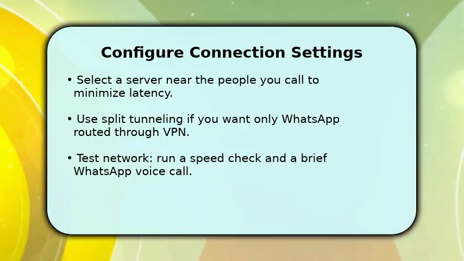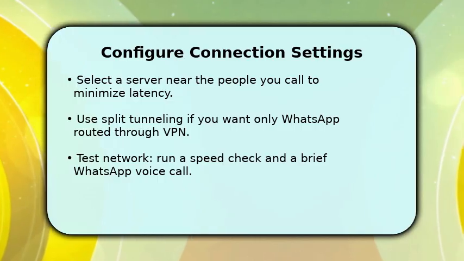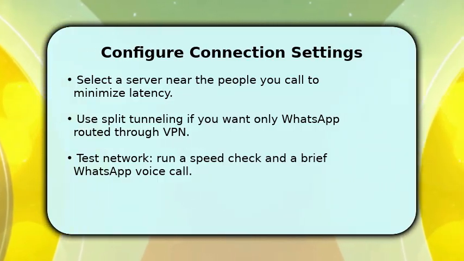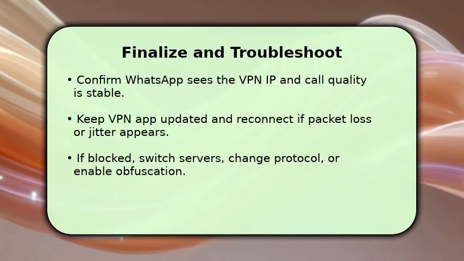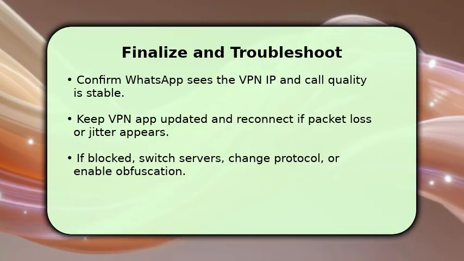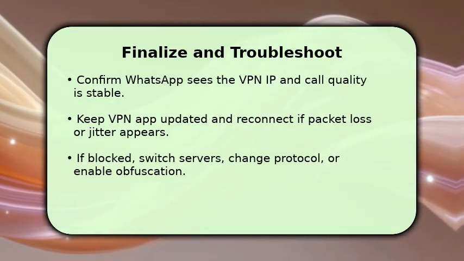Then run a speed test and place a quick WhatsApp voice call to verify audio clarity and jitter. Adjust server or protocol if needed. Finish by confirming that WhatsApp calls route through the VPN and that audio and video quality are stable. Watch for echo or dropouts.